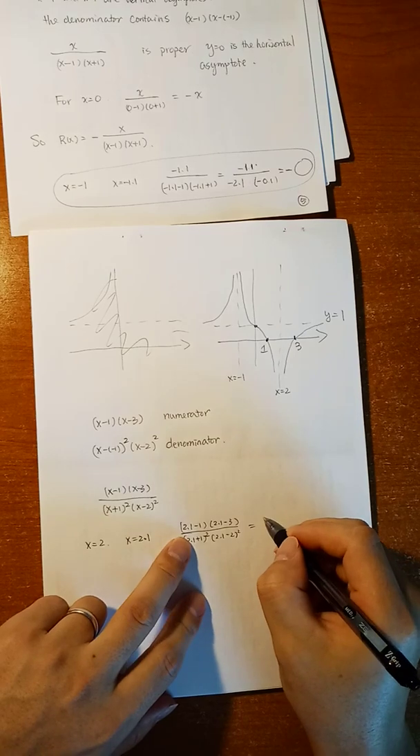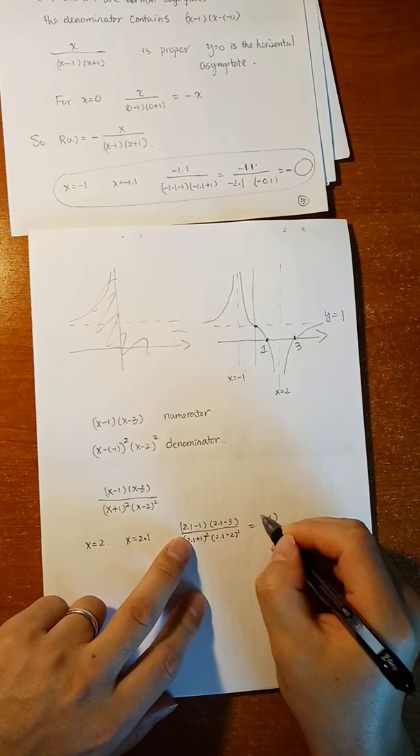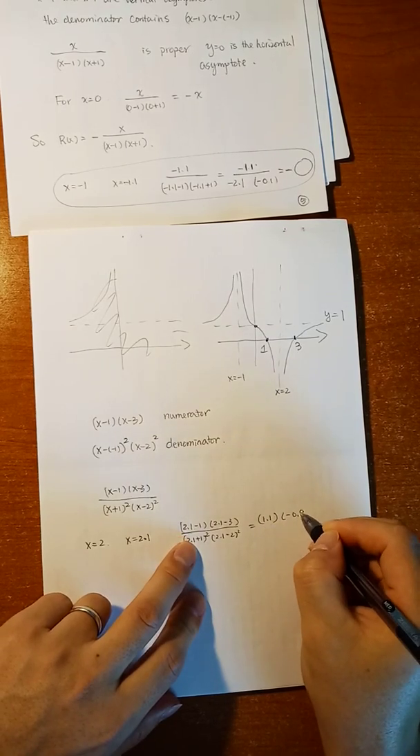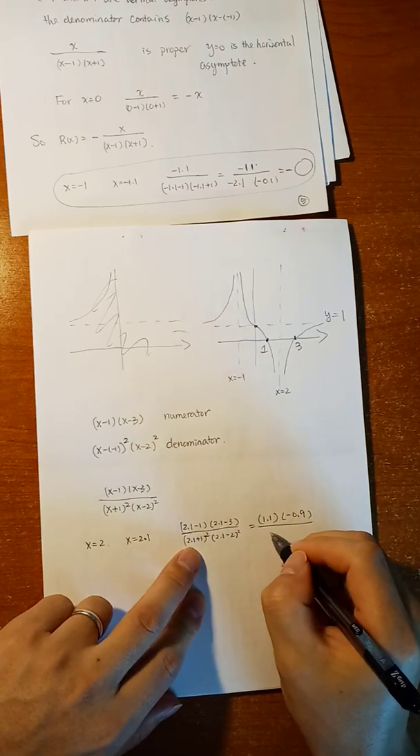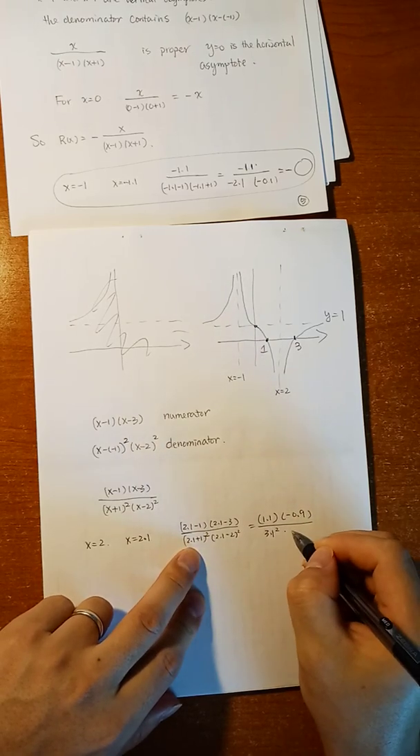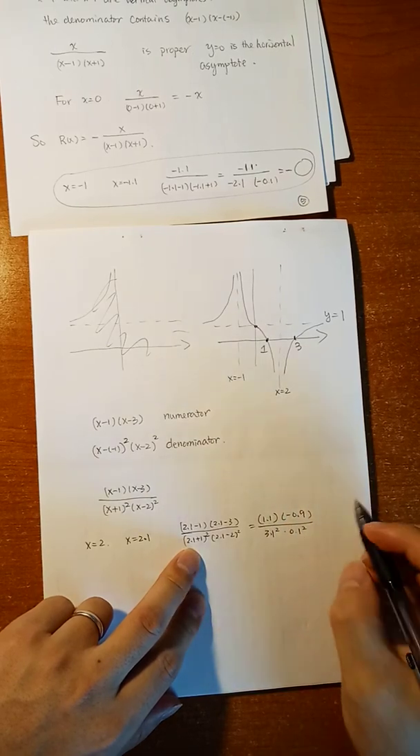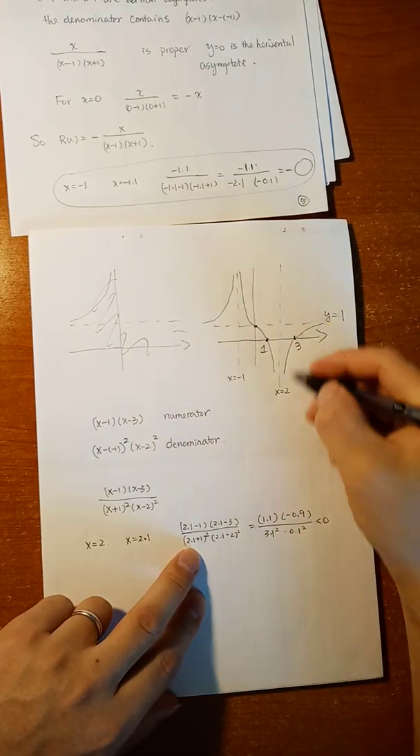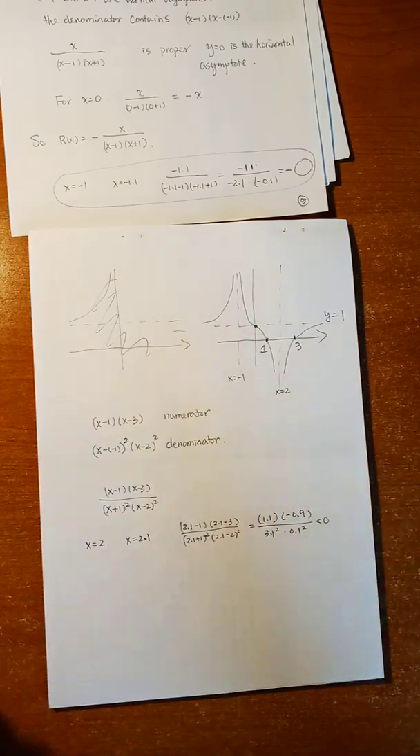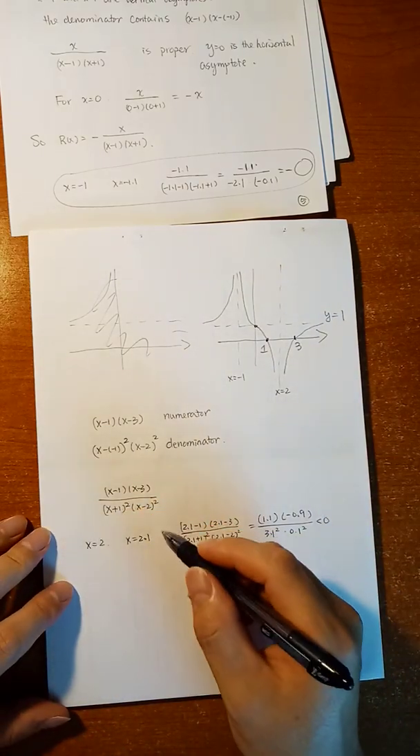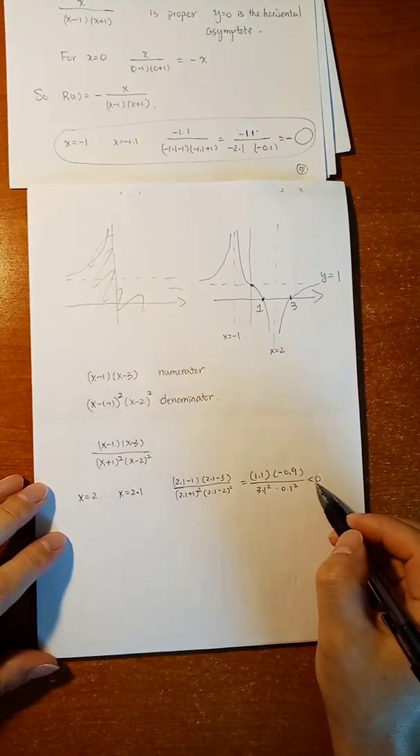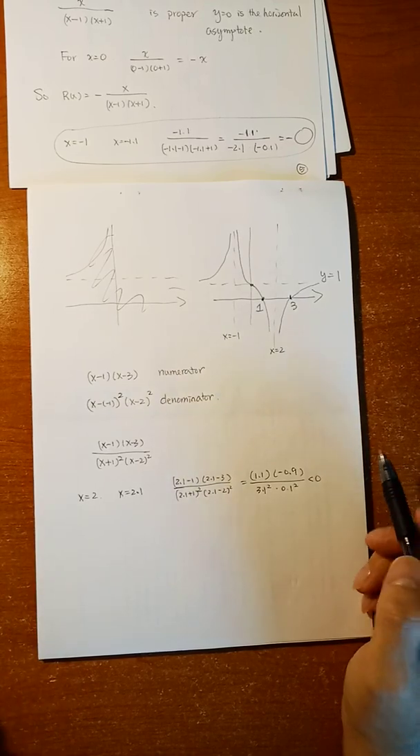So it's 1.1 times negative 0.9, over 3.1 squared, 0.1 squared. Okay, positive, negative, positive, positive is negative. Good, it fits the property. So you do not have to put a negative sign because it is negative.